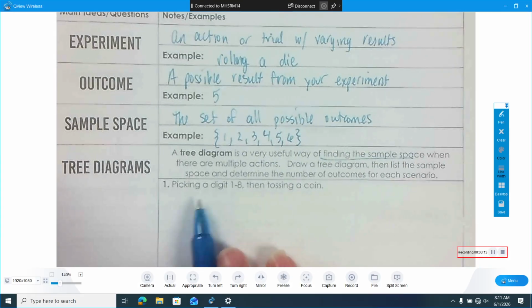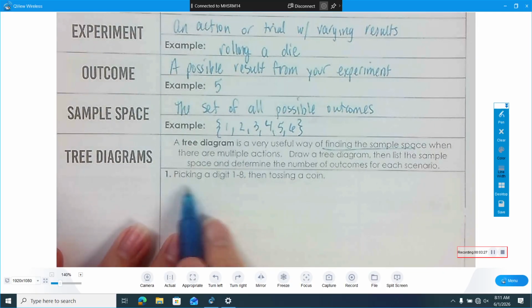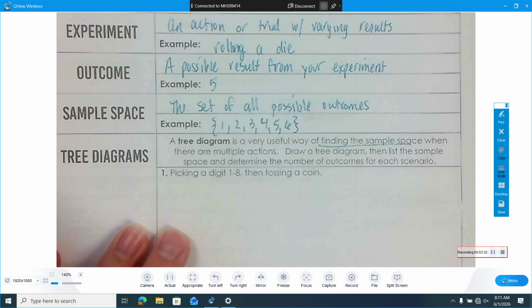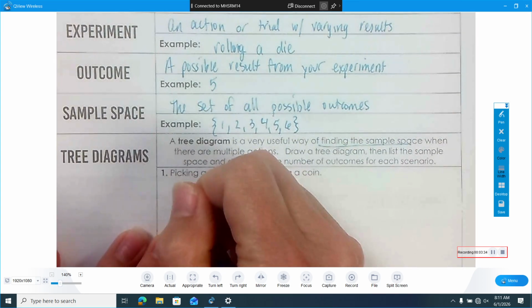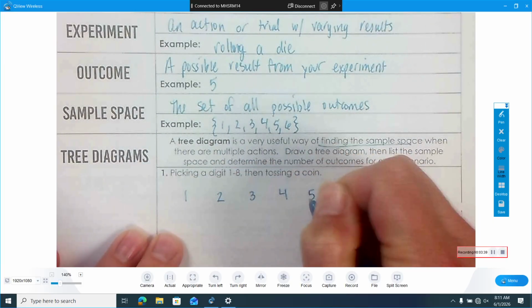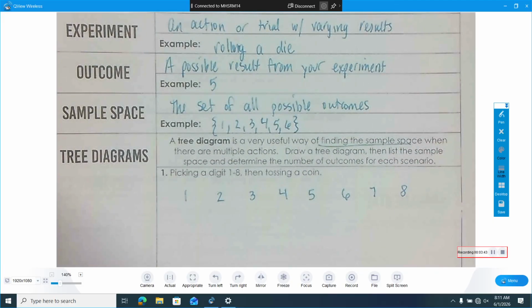So we're going to draw a tree diagram for the situation here. We're going to pick a digit 1 through 8. So maybe we have a spinner that you flick and it spins. Maybe it can land on 1 through 8, okay? And so that's the first action here. So what could we land on if we spin 1 through 8? Yeah, so we could land on a 1, a 2, a 3, a 4, a 5, a 6, a 7, or an 8. And so this is the first action. These are the possible outcomes.